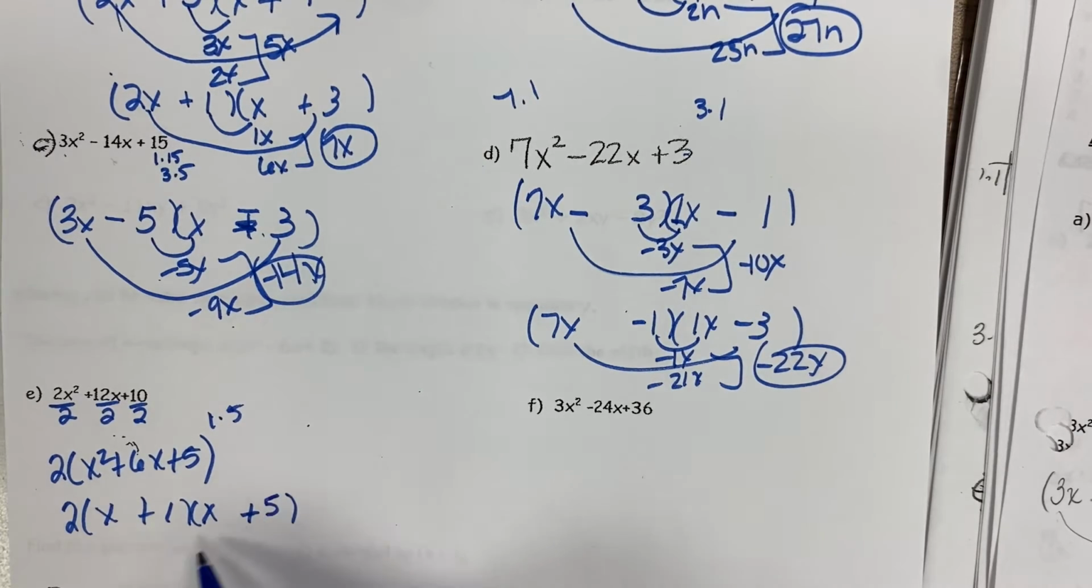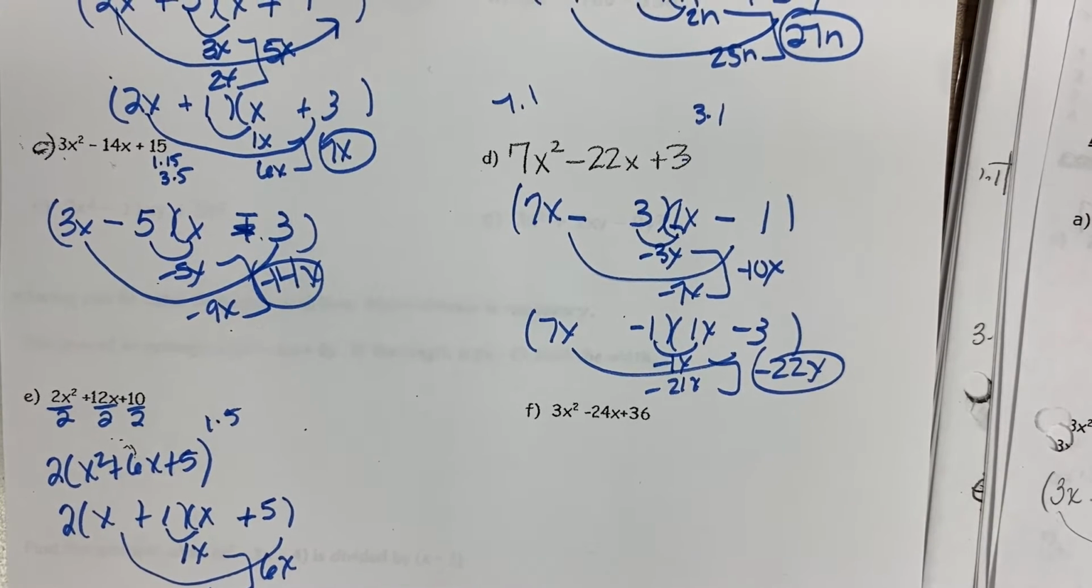And so I'll try this combination, and this is 1x, and this is 5x, and that adds up to 6x. So you can either have (x + 5)(x + 1) or (x + 1)(x + 5). They are equivalent.